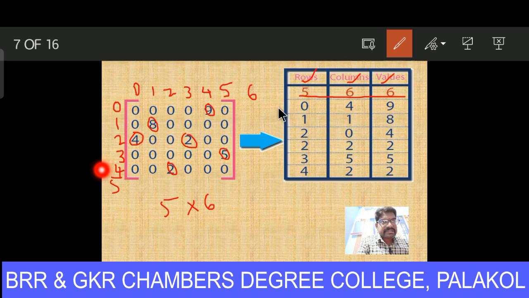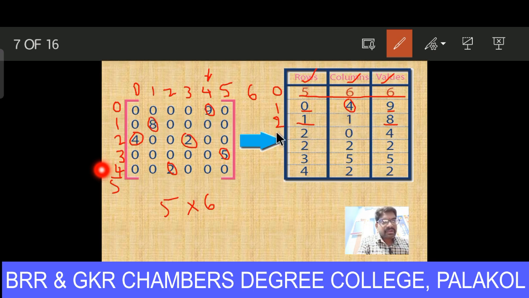Next, this is the 0th row. The 0th row contains the value 9 in the 4th column. In the first row of the matrix, the value is 8, in the first column.